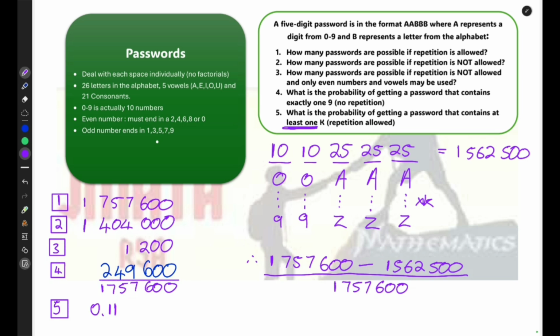Just go through these examples, and we're going to do a practice video as well, just to make sure you know what to do when it's exactly one and when it's at least one. So always work out the opposite when they tell you at least, and that's the only way to get the answer. Let's look at the next question.